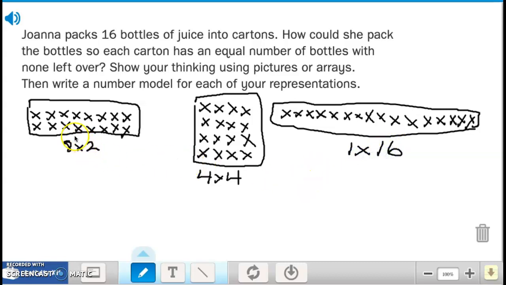Now, all of these numbers that we just mentioned, 8 and 2 and 4 and 1, well, 1 and 16, these are what we call factors of 16. In other words, you can multiply these numbers and get 16. So they're factors. These are factors of 16. That was what we're talking about today. Factors, finding factors. Okay?